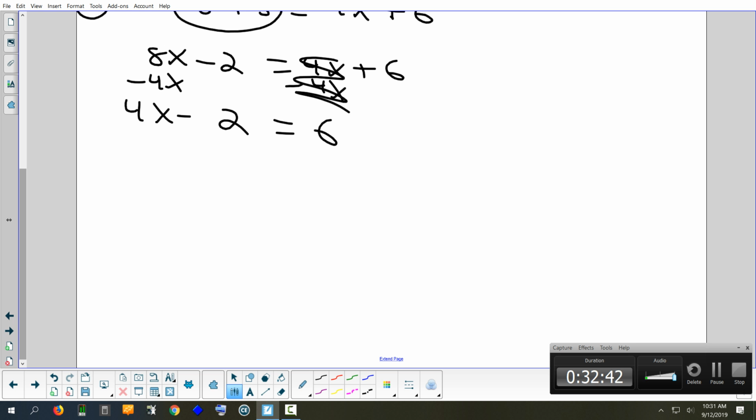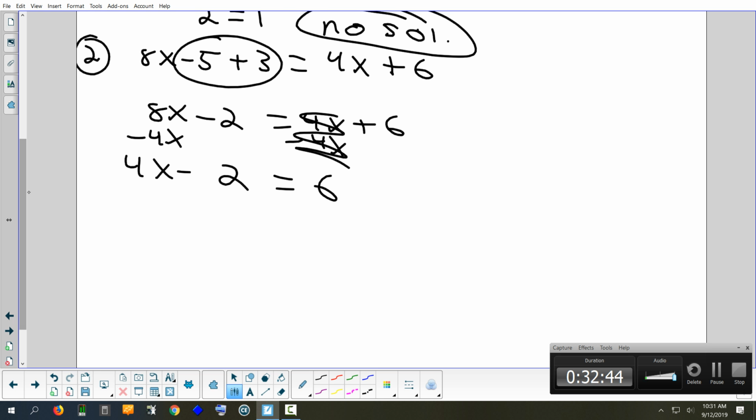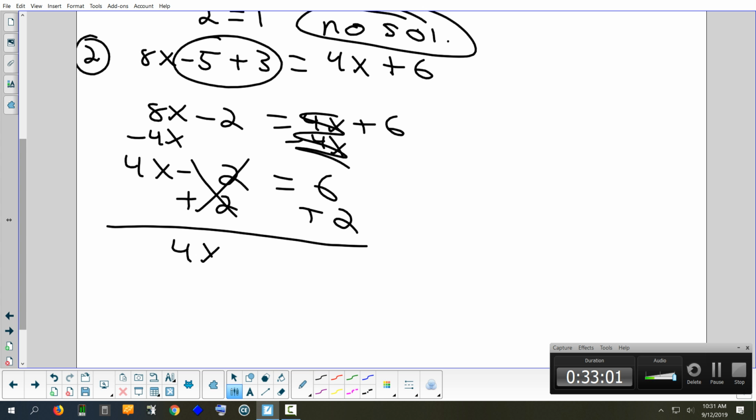Yeah, Joe? You add 2 to 6. I like it. I'm going to add 2. Negative 2 plus 2 is gone. Gianna, what's on the left-hand side now that I got rid of that negative 2? Just the 4x. And on the right, 6 plus 2 gives me 8. And now I'm down to my last step, and this is why I changed the numbers, because I wanted it to work out to a nice answer for you.